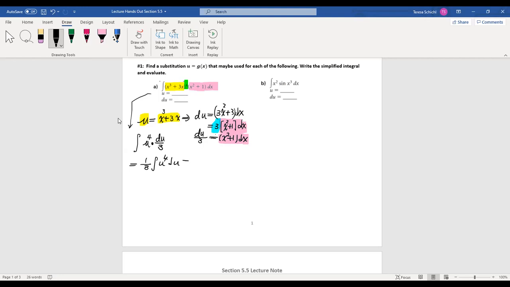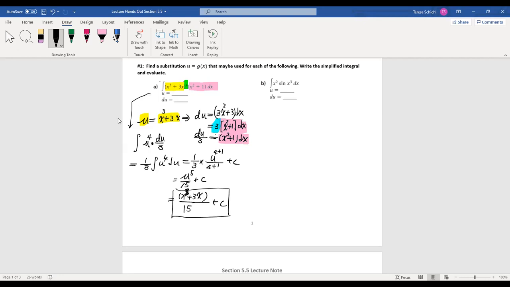So by power rule, what is the answer here? The 4 plus 1, and u to the 4 plus 1, plus C. So 4 plus 1 is 5, and 3 times 5 is 15. So u to the 5th plus C. And because I'm integrating with respect to x, I need to substitute whatever I assumed u to be. So the final answer will be 1 over 15 times x cubed plus 3x, to the 5th, plus C. So this will be my final answer here.